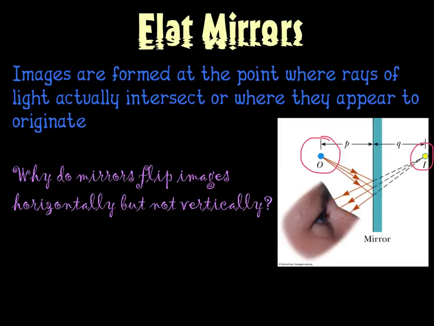Now, you may have wondered why mirrors flip images horizontally but not vertically. In other words, if you're looking at a mirror and you raise your right hand, it looks like you're raising your left hand. But it doesn't flip you upside down. To learn more about why this is the case, check out the link posted on Edline. That's pretty much all we need to know about flat mirrors. Let's look at some other types of mirrors.